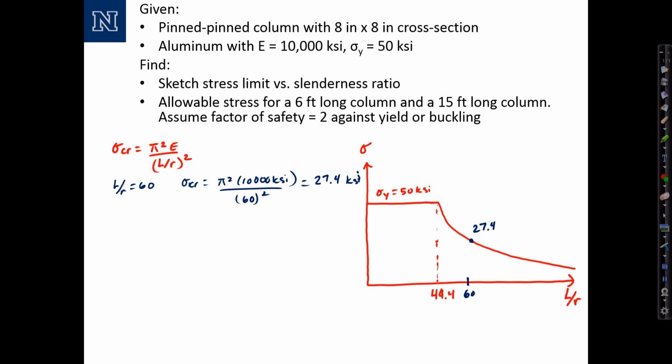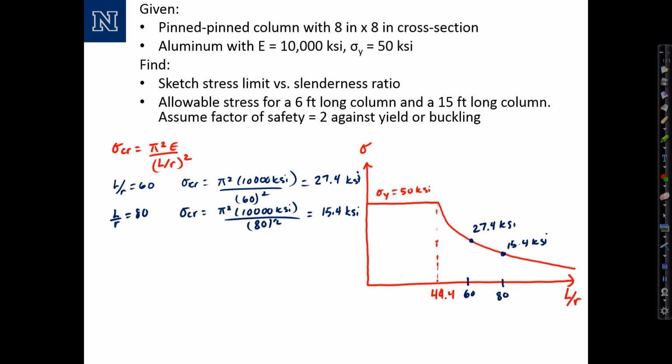Okay, and let me also compute maybe for an L over R equals 80. Sigma crit equals pi squared times 10,000 ksi divided by 80 squared. And that computes to about 15.4 ksi. So I'm going to come over here to about 80 and locate that point on my curve, 15.4 ksi. These are all ksi, and so on. So we get the idea of the trend.